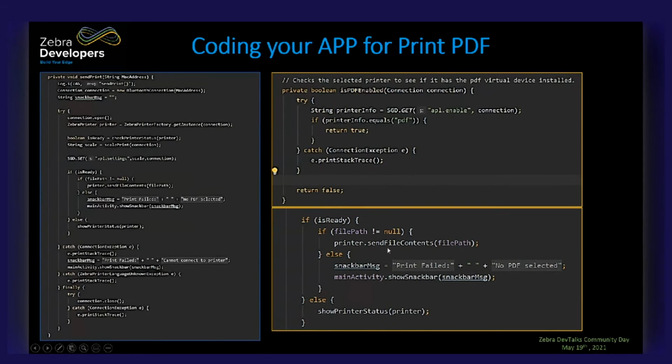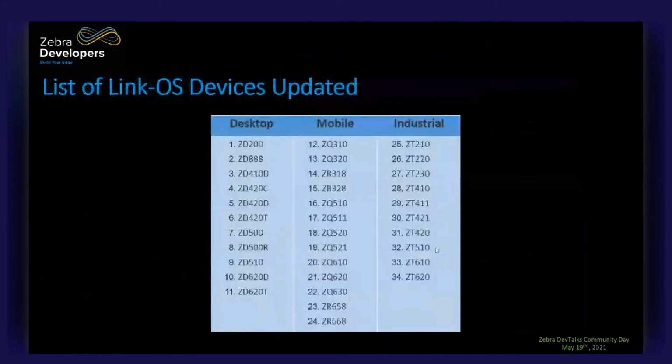Just use the same file contents, and that's it. That's all that you need to make the application work in PDF. All of the devices that have been updated in this particular update are all of them that you see here in the stock, mobile and industrial.